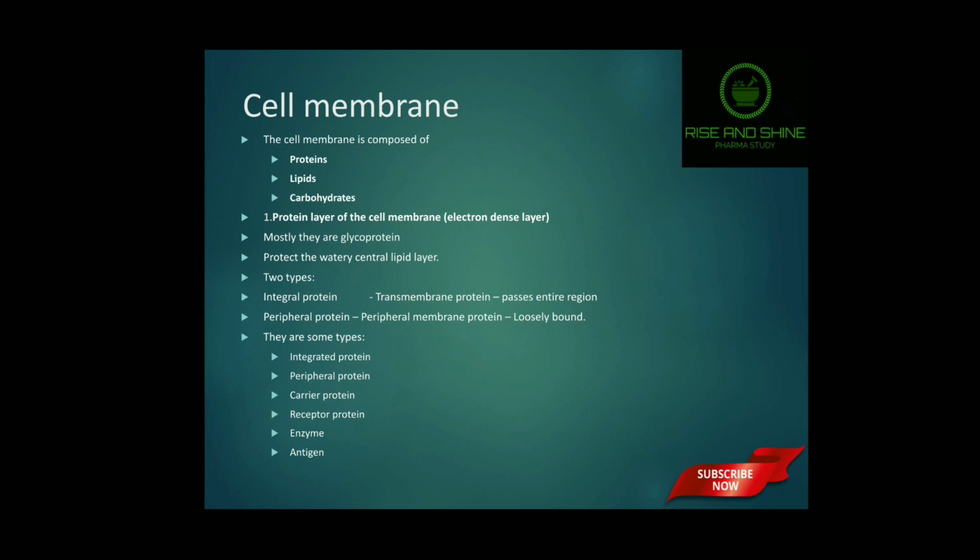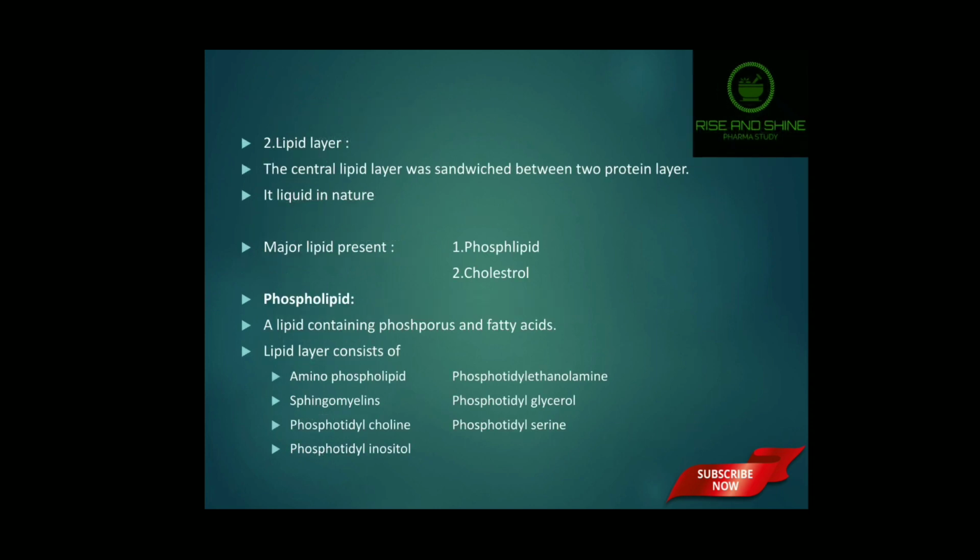Next one is a receptor protein. Some proteins serve as a receptor site for hormones and neurotransmitters. Next one is enzymes. Some proteins produce enzymes which are used to control the chemical reactions within the cell membrane. Next one is antigen. Some proteins act as antigens which lead to the production of antibody within the body.